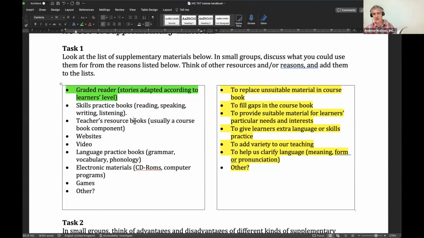often has additional activities, like there's a speaking test, progress test, other communicative activities like role play cards. So that would be a teacher's resource book.